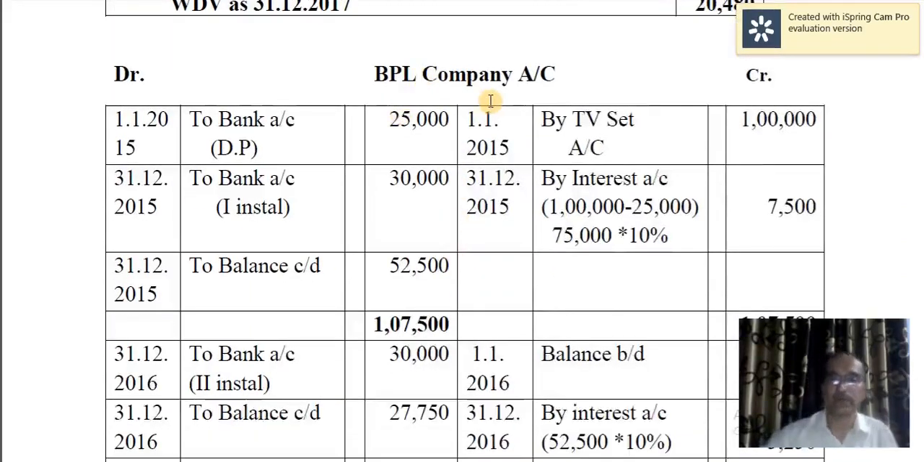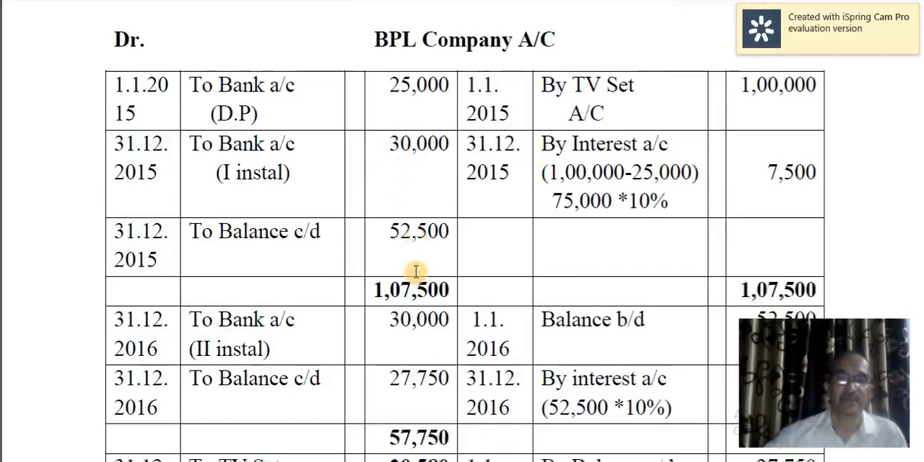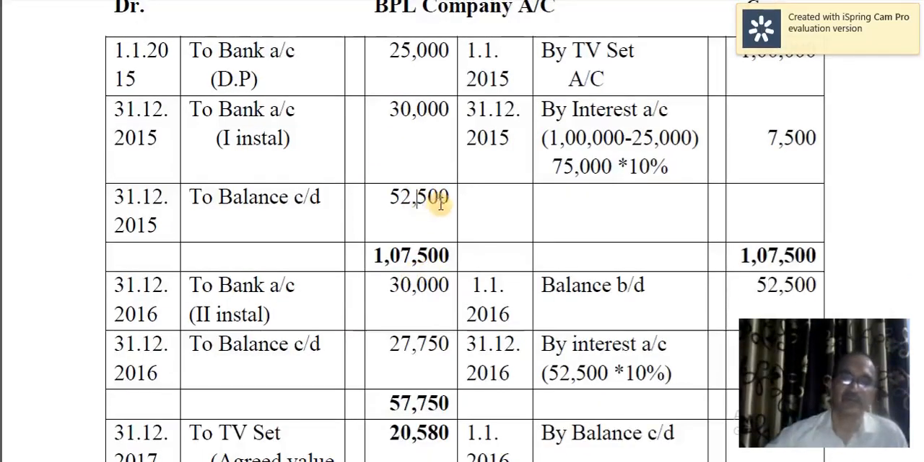Now we'll open BPL company account, hire vendors. Hire vendors account is created by TV set 1 lakh, and you have made a down payment of 25,000. So on the balance 75,000, 1 lakh minus 25,000, 75,000 is the outstanding cash price. On this 10%, 7,500. And you have paid the first installment. As a result, the amount owing by you is 52,500.